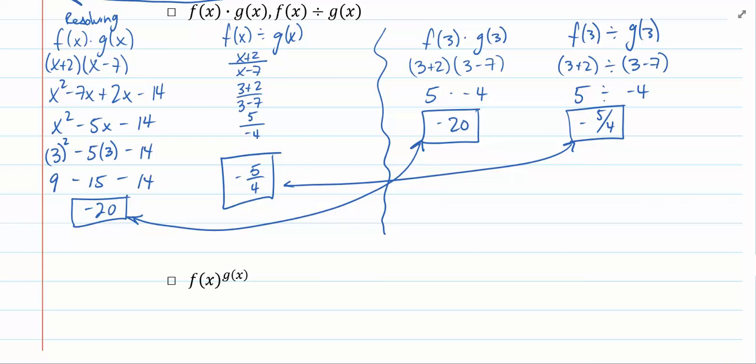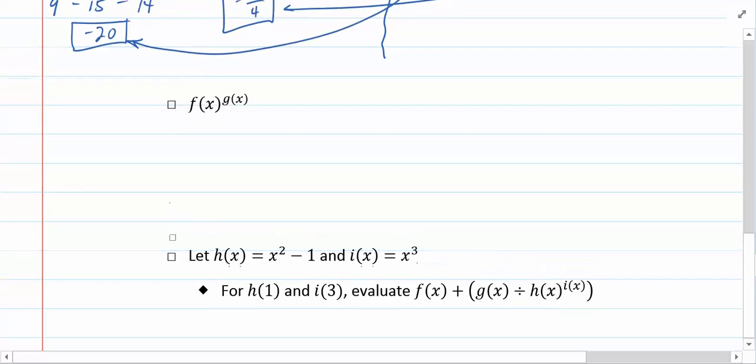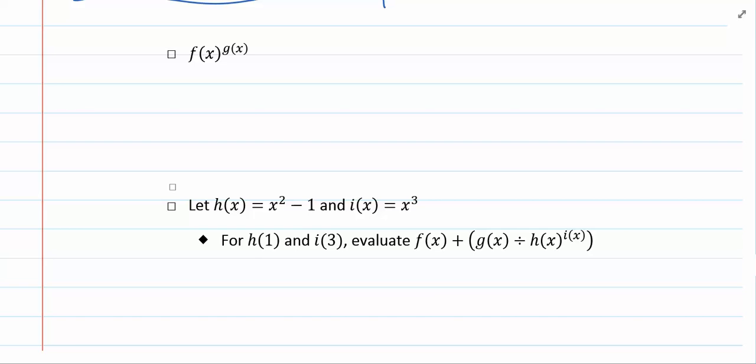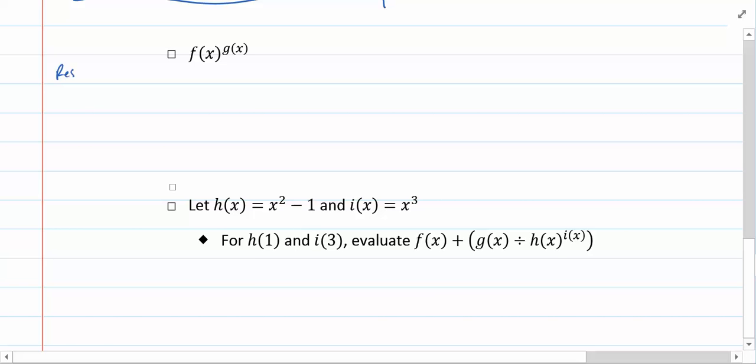Now we're looking at an even more complicated problem. F of x raised to the power g of x. Now this one really has no benefit in resolving the function. There's almost no way for us to resolve f of x raised to the g of x power.